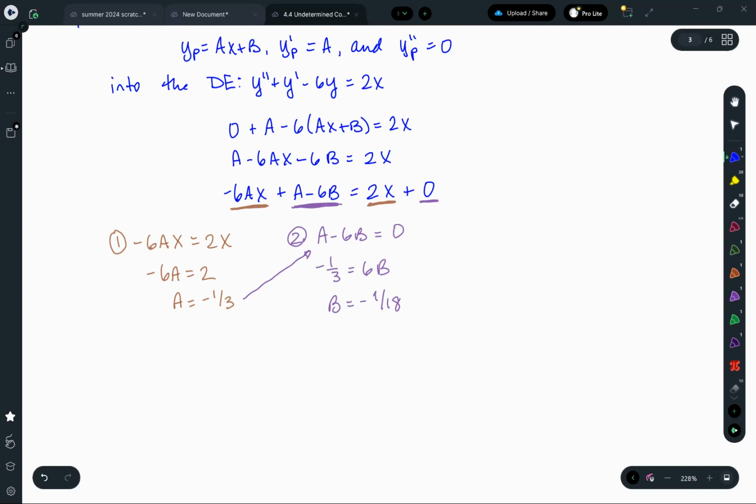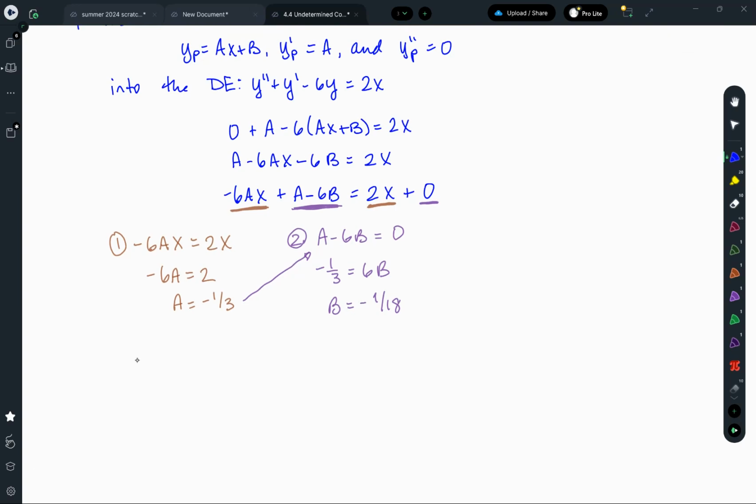So finally, what I can say is my y sub p is equal to a, which is negative 1/3 x, plus b, which is negative 1 over 18. So this is the particular solution.